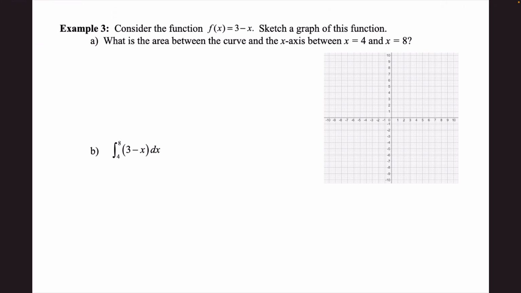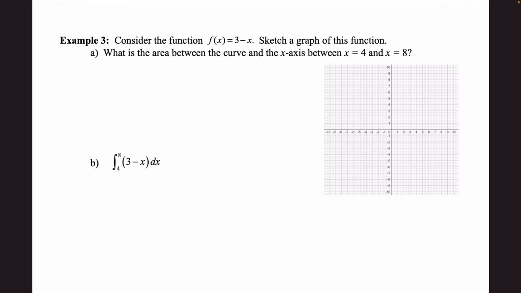So the function is this guy here. So we're going from 4 to 8. If you don't know where to start, where do I make a dot at 4? Where do I make a dot at 5, 6, 7, 8? Where do I make dots? Use the function to tell me. Some of them are going to be positive, some of them are going to be negative.